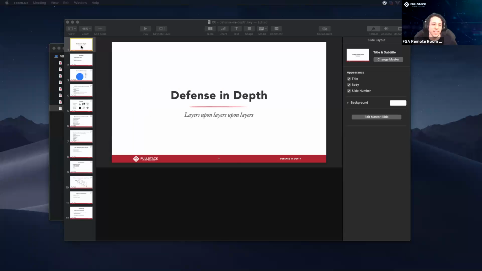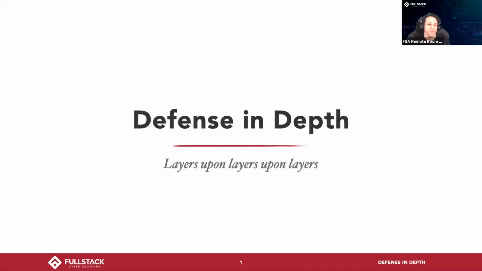Okay, we're getting started today with our lecture on defense in depth. Right? Defense in depth, or layers upon layers on layers, and how do we actually set up our defenses? Okay, if you remember the NIST framework, we've been identifying our assets and identifying our vulnerabilities. Now we're in this protect phase where we have to actually set up our defenses in an appropriate way, set up our architecture in a defensive posture, and make sure all of our hosts and endpoints are secure as well.